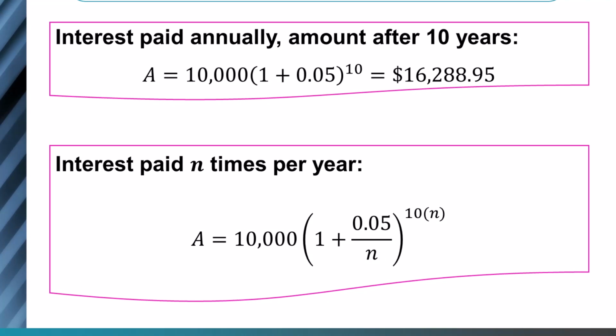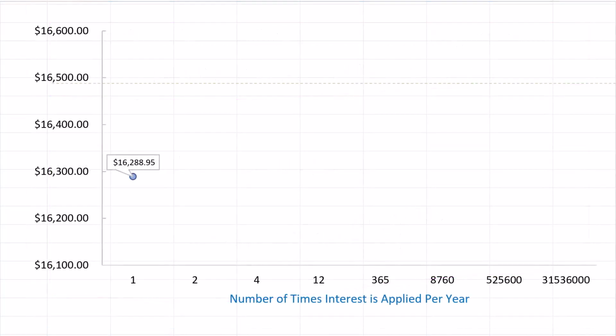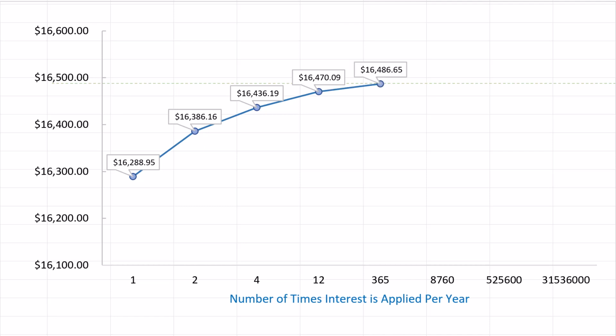Let's take a look at the effect that n has on the investment. If the interest is paid annually, which is 1 time per year, we have $16,288.95. If it's paid semi-annually, which is 2 times per year, we have $16,368.16. Quarterly, which is 4 times per year, yields $16,436.19. Monthly, which is 12 times per year, gives us $16,470.09.